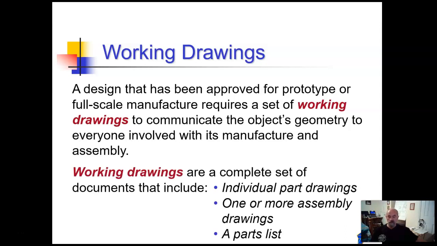They're a complete set of documents that include individual part drawings, one or more assembly drawings, and a parts list. A parts list is that thing, if you've ever bought furniture from IKEA, when you open it up, there's a piece of paper with drawings of all of the components on it, numbered, and it says 26 of this screw, 14 of this screw, 6 of these shelves, 4 of these legs. That's a parts list.